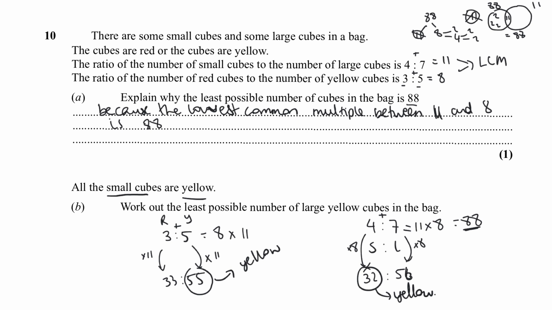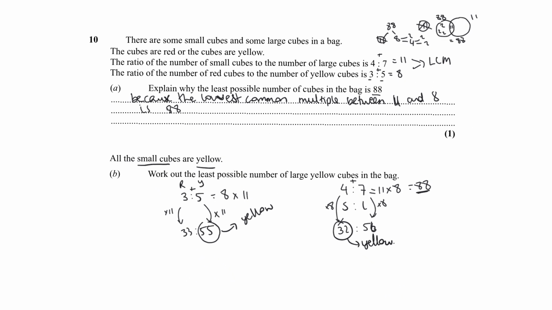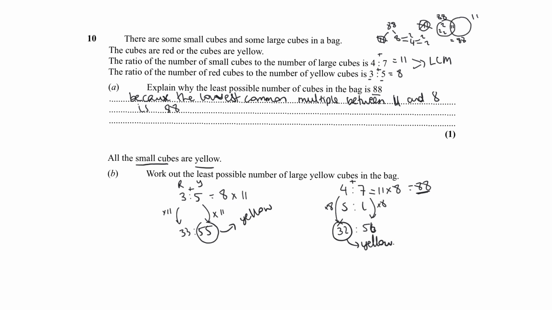So if we know that out of 88, 55 of them are yellow, and we know that all the small ones are yellow, so that's already 32 small ones. And to work out the large yellow ones, the least possible number, it would be 55 take away 32. And in your calculator, that would leave you with 23 large yellow cubes. And I hope that makes sense.